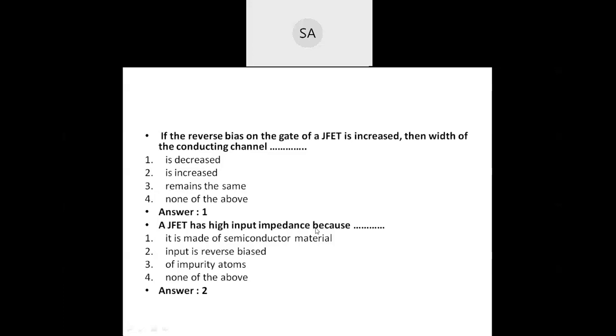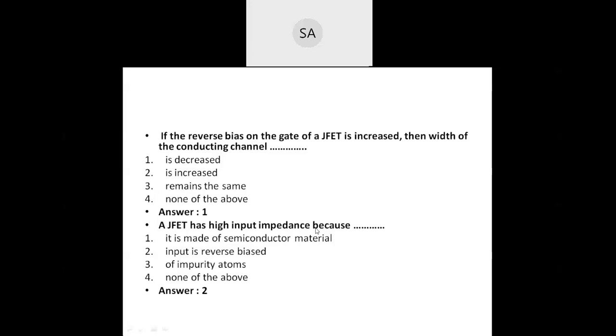We discussed in the comparison that BJT has a low input impedance and FET has a high input impedance. The BJT input junction is forward biased, conducting, and current flows, so it has low input impedance. The JFET is reverse biased and no current flows, the channel width decreases, so it has high input impedance.